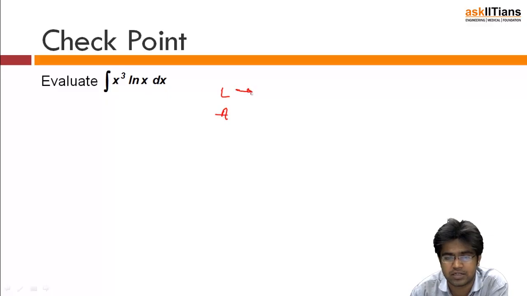So obviously I am going to take this as the first function, or u, and this is the second function. Now I am not going to write the formula, I am going to directly write the formula by putting the values. So this is the first function. Okay, so I am not going to integrate it.